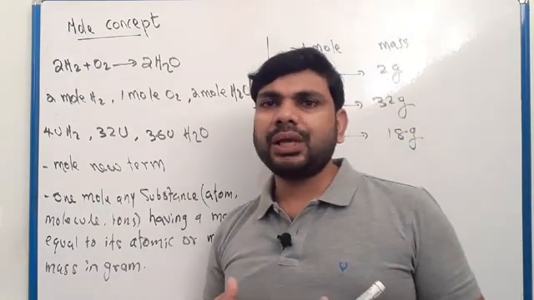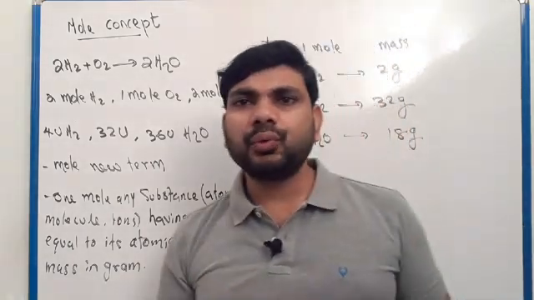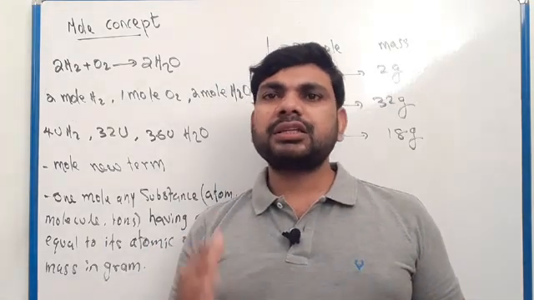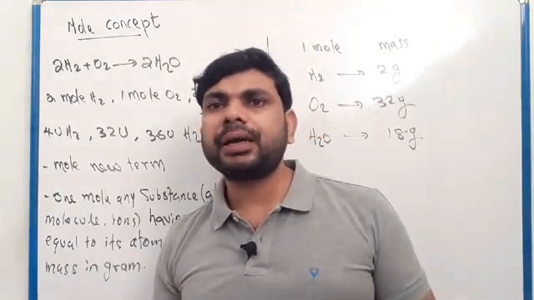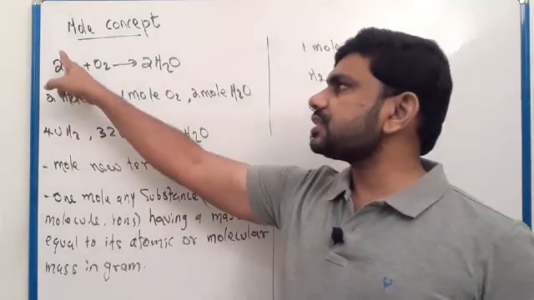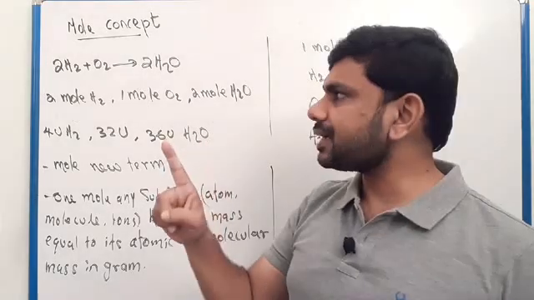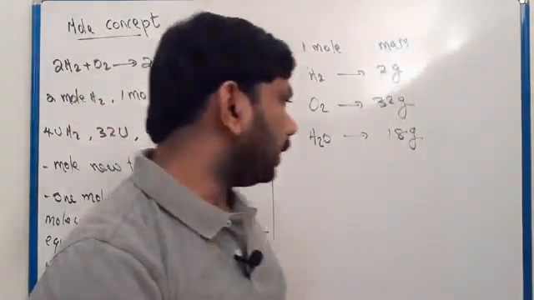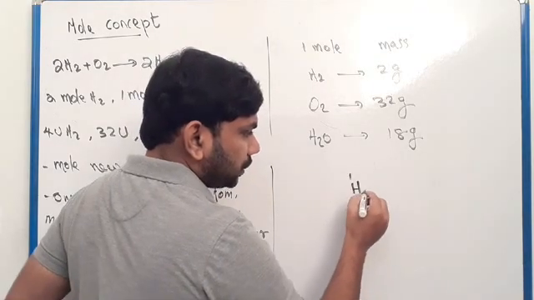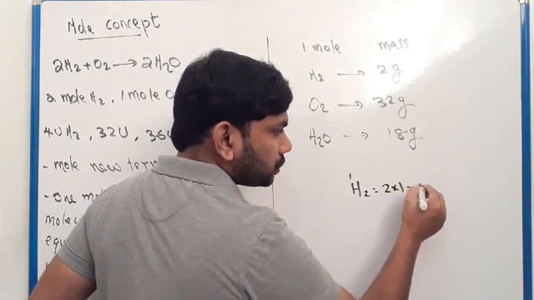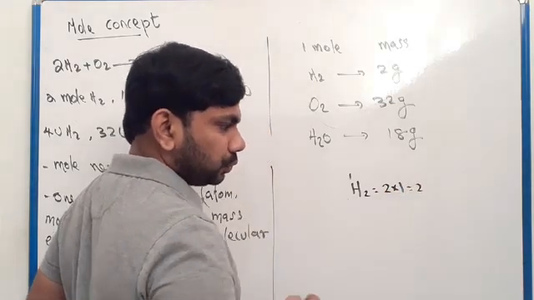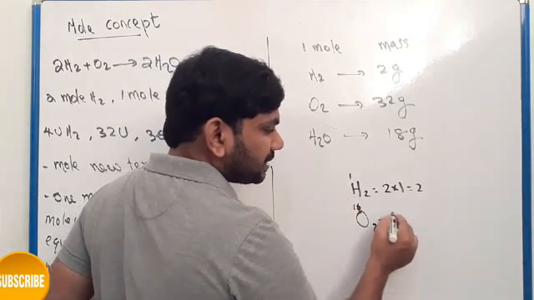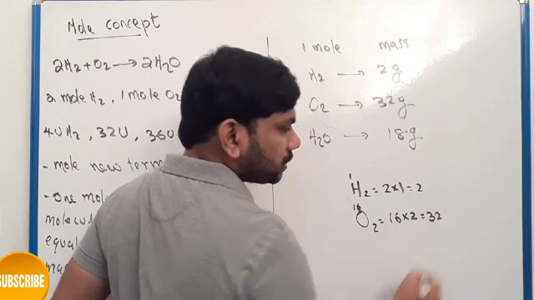Okay, and in the previous class we discussed atomic mass and I gave you one table of different elements and their atomic mass. I told you to remember at least the first 20 elements and their atomic number and atomic mass. So we know hydrogen's atomic mass is 1, and oxygen's atomic mass is 16. Here H2 means 2 hydrogen, so 2 times 1, so the mass of H2 will be 2. Similarly, oxygen atomic mass is 16, O2 means 16 times 2, so its mass will be 32.